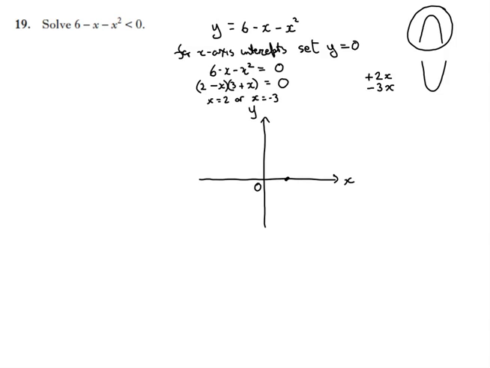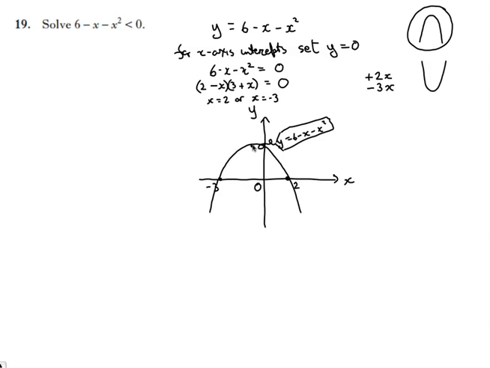So we know that this concave downward parabola crosses at 2 and negative 3. So I can sketch in that graph. There it is. That's the graph of y equals 6 minus x squared. That's the label, if you like, that's attached to that graph.